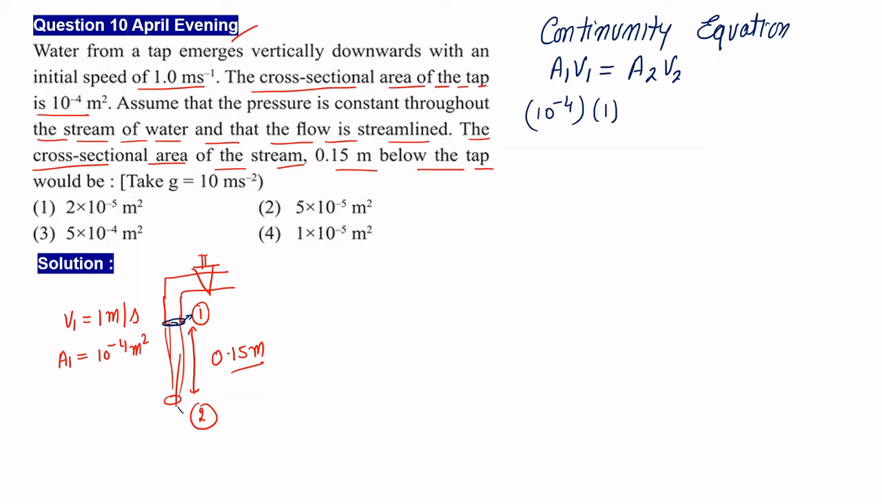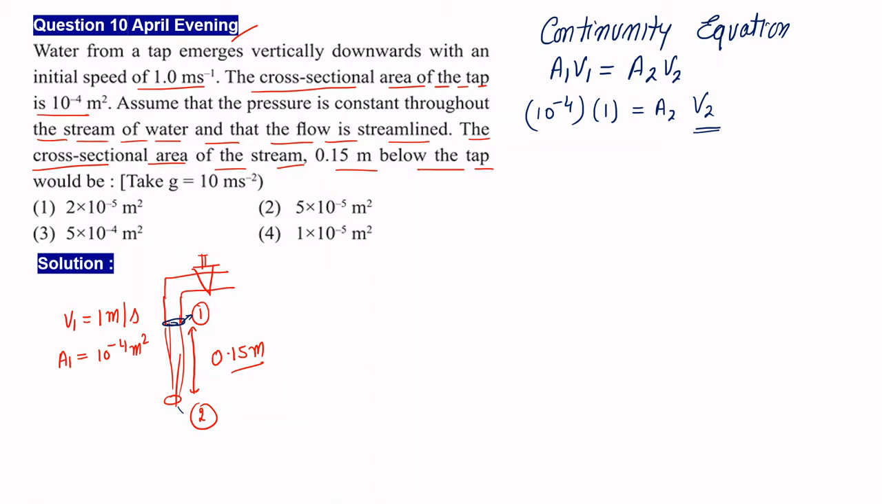And what about A2? A2 you have to find out. And what about V2? How do you find out V2? Is there another expression you have to use? Yes. For V2, you have to use the Bernoulli equation at points 1 and 2. Generally students think you can find it with this simple formula, but they don't know how to find V2. So first you have to find V2 and put it here.